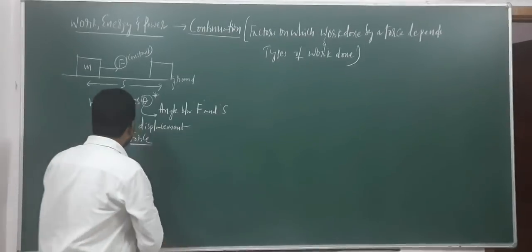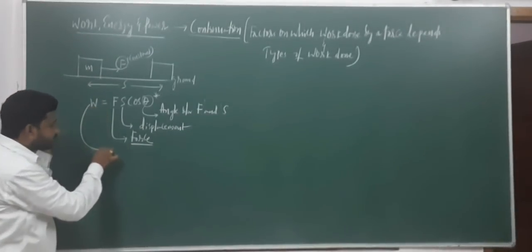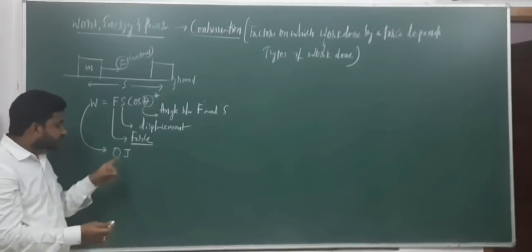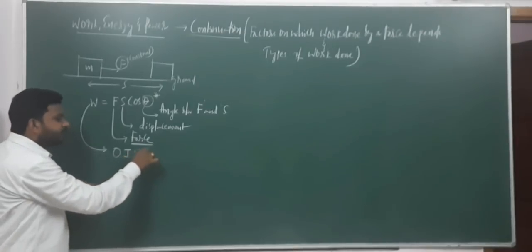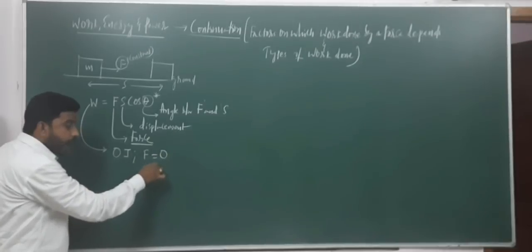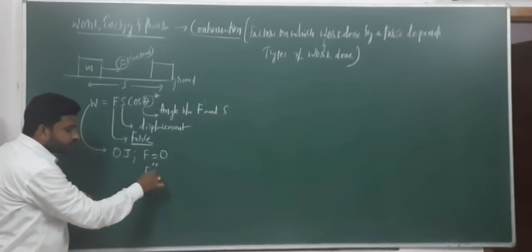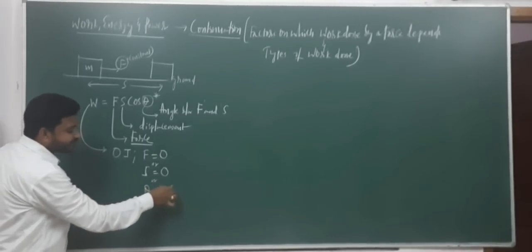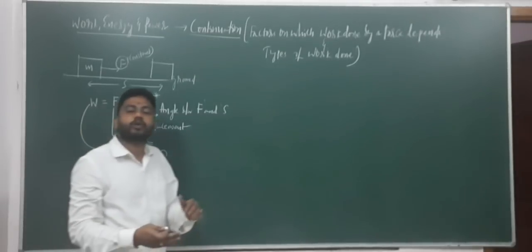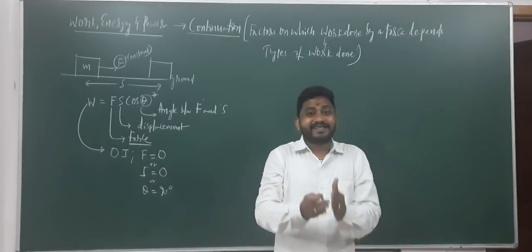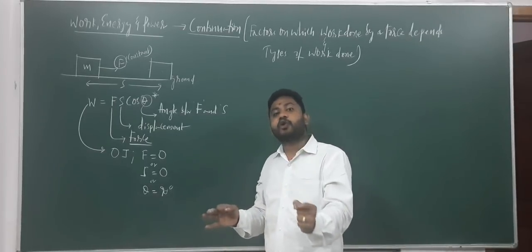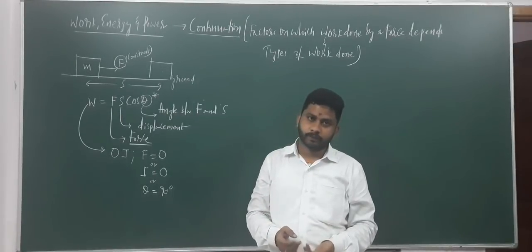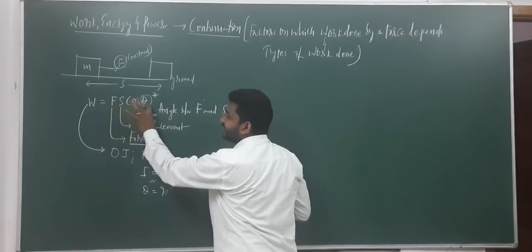Again, I'm writing here, carefully look at the situation. Work done by the force is 0 joule. SI unit of work done is what? Joule. So when is it possible? This is possible when F is equal to 0, or S is equal to 0, displacement is 0, or theta value is 90 degrees. In all these three cases, work done by the force will be 0. It doesn't mean that all three together must be 0. No. There are three quantities here, F, S and theta.